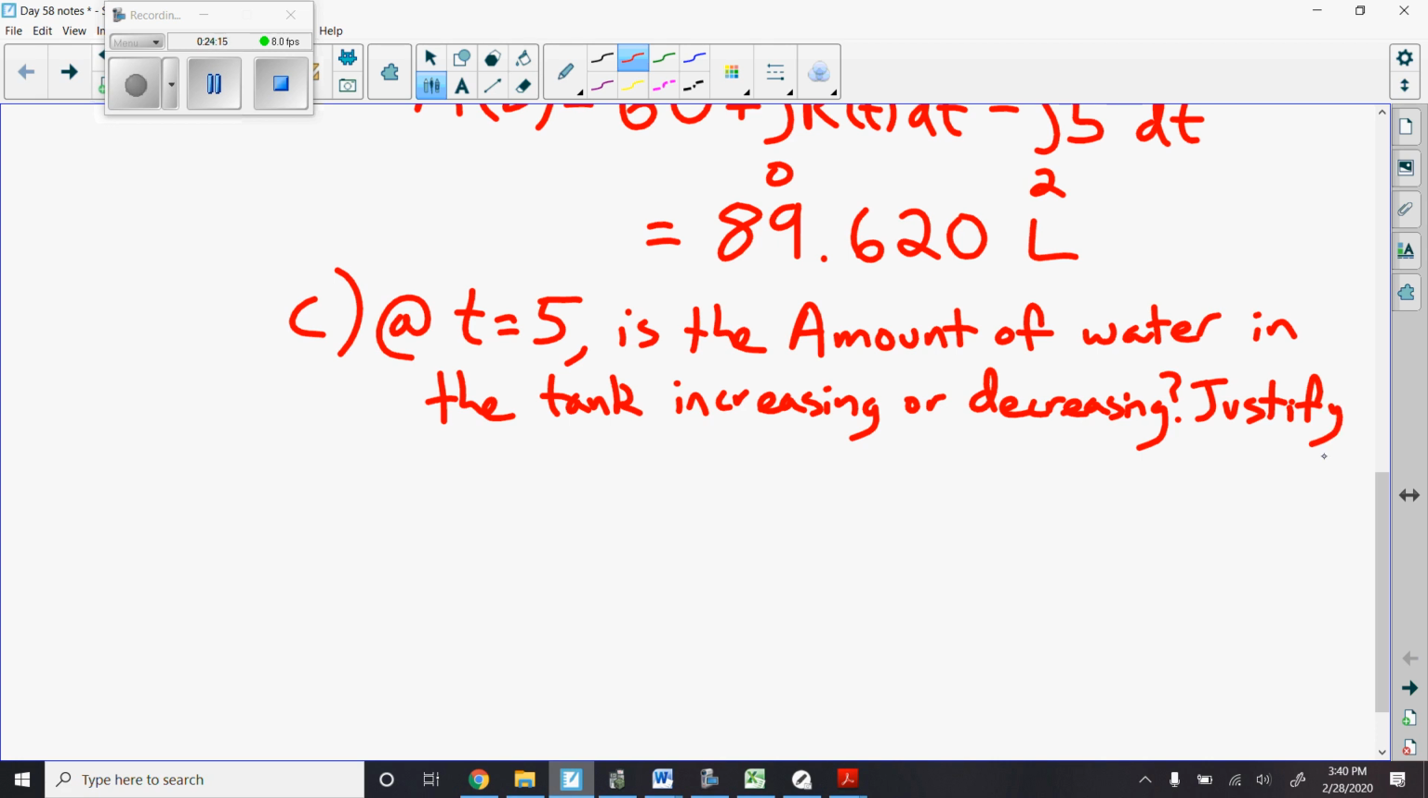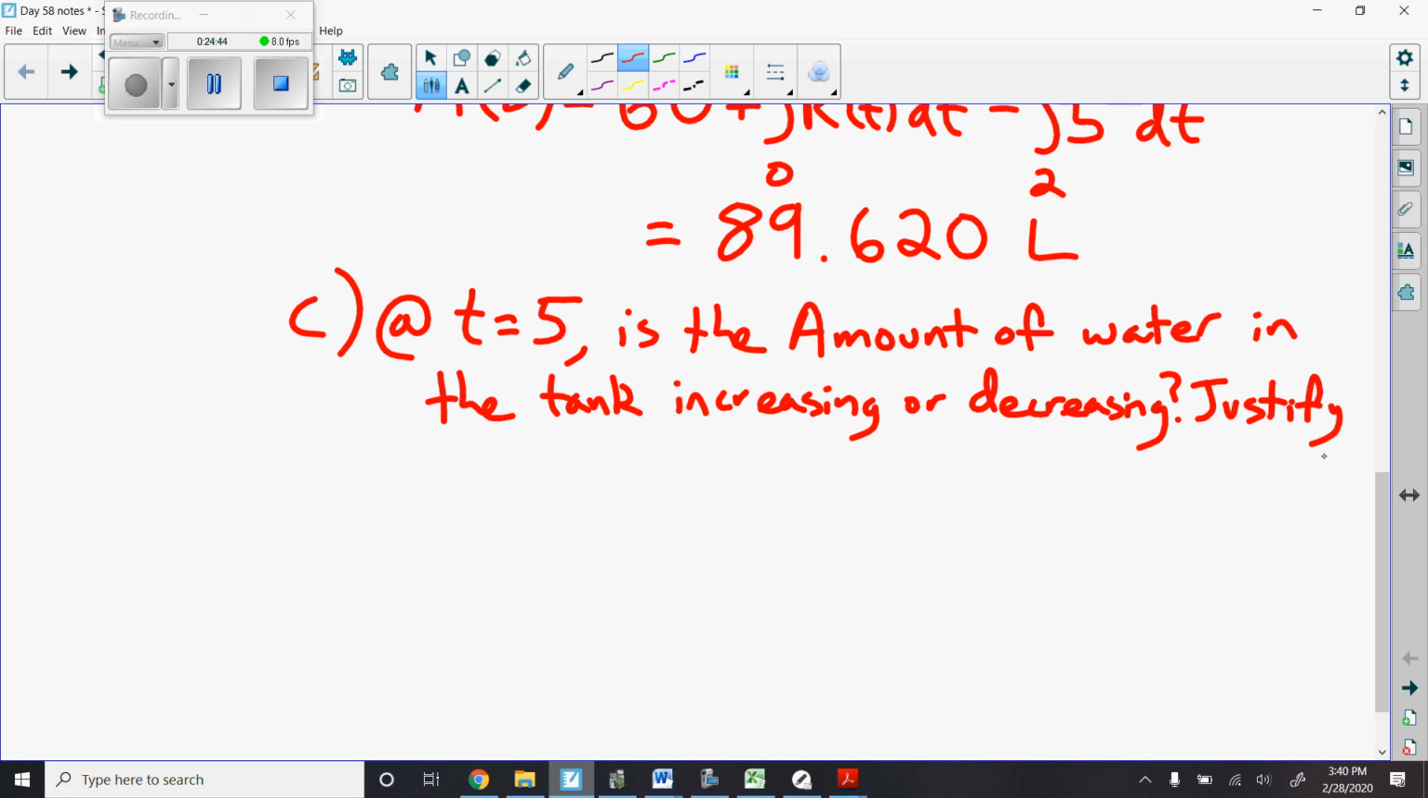Okay, at t equals 5, is the amount of water in the tank increasing or decreasing? To answer this question, I want to think of it in a couple of different ways. Just think about the context of the problem really quick. We're filling the tank and we're draining the tank at 2 separate rates.